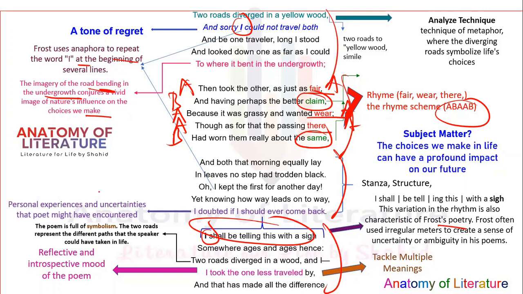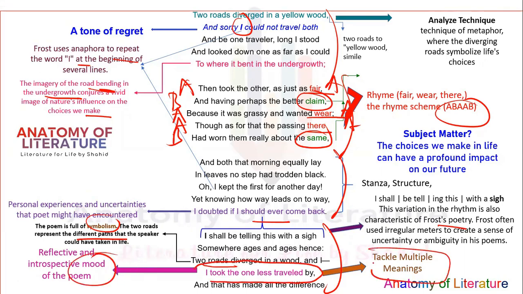We can also identify the personal experiences and uncertainties the poet has mentioned, like we doubted if I should ever come back. So this also refers to personal experiences that the poet might have had in his life, which may refer to the historical and biographical detail. Whereas if we have a look at two roads diverged in a wood, and I took the one less traveled by, the two roads refer to a symbolic allusion. Two roads represent different paths that the speaker could have taken in his life. Moreover, I took the one less traveled by refers to the mood of the poem.